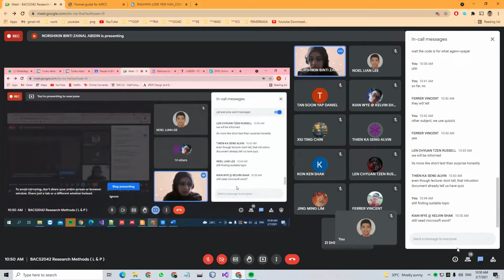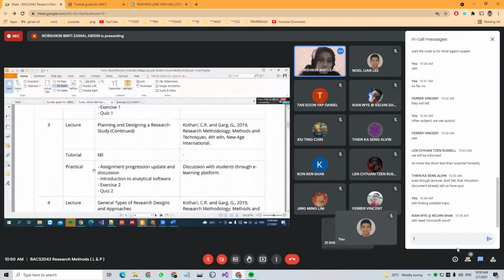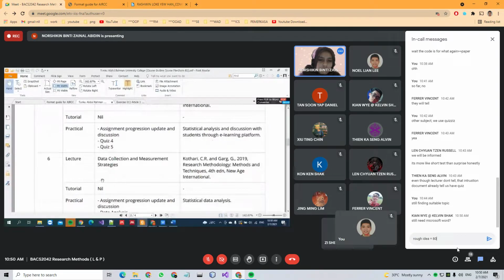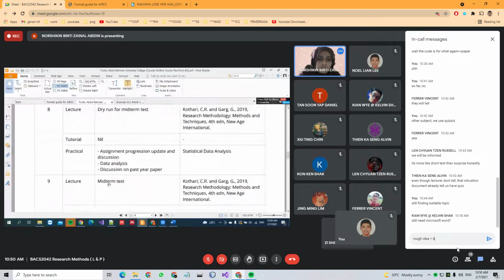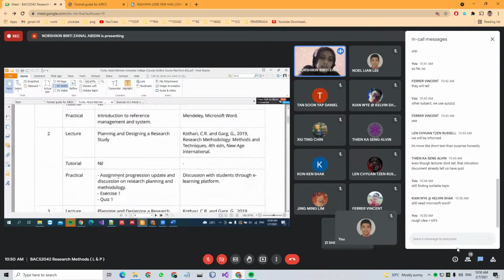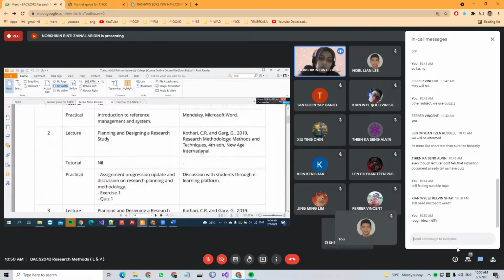Still need Microsoft Word for this, because I checked the Microsoft Word last week. I think Microsoft Word is still needed for your own writing, but I don't think there will be any practical like last week, where I showed you how to use Mendeley and Word.